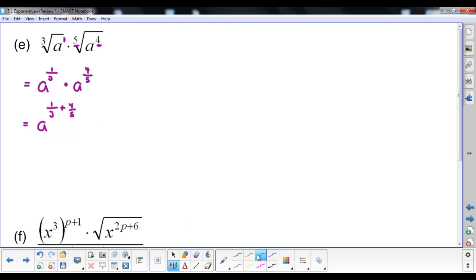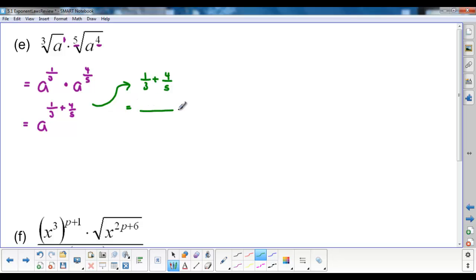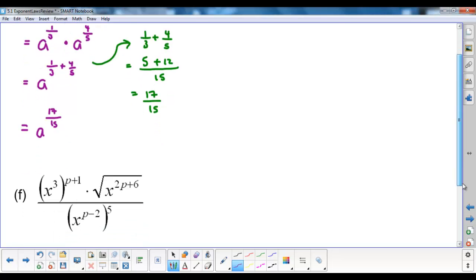So we can do a little bit of side work over here. We end up with a to the power of 17 over 15. So we'll move ahead now.